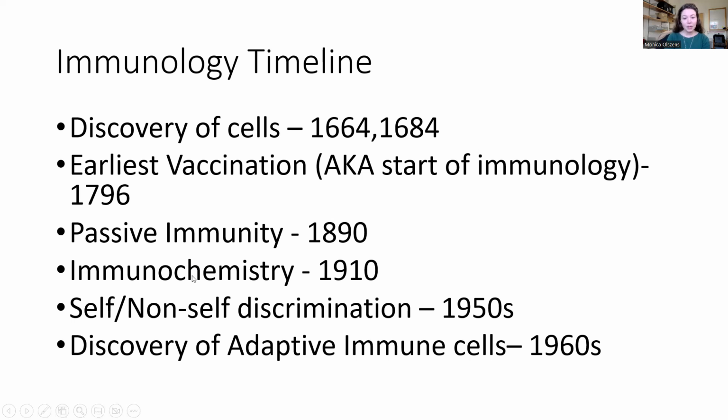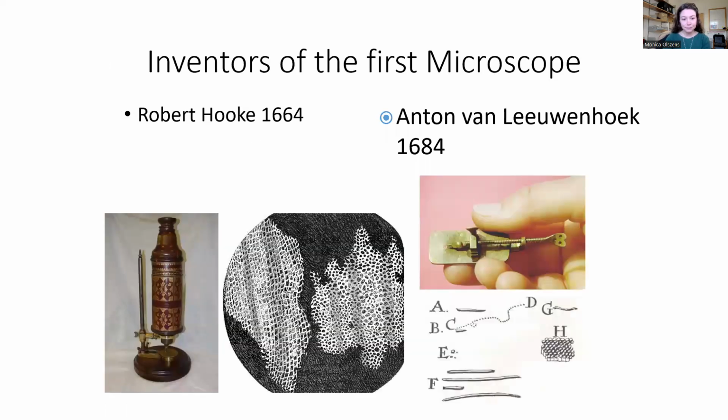All right, so immunohistochemistry, that is something I still do in lab pretty often, created around 1910. And then discovering the basis for transplanting tissue and cells and blood, that's called non-self discrimination, and that started in the 1950s. And then we actually didn't even know that we had long-term adaptive immune cells until the 1960s.